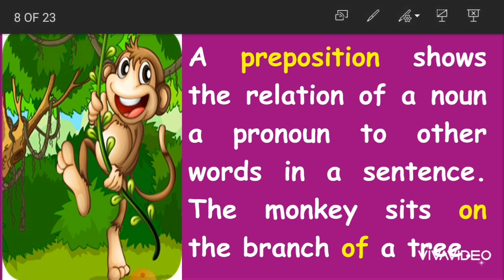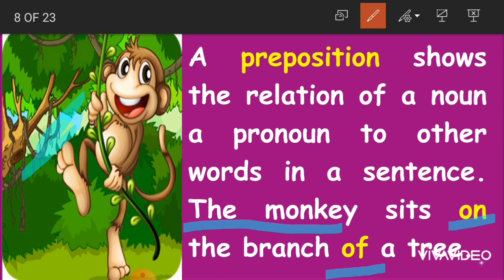So if you see here, we have on and of. As it is there in the definition, it is showing the relation of a noun and a pronoun. So who is a noun here? Monkey is the noun. It is showing the relation of this noun, like where it is sitting. It is sitting on the tree branch. So here it is on the branch of a tree. On the branch, it is sitting on the branch. Which branch is it? Of a tree. So that is why on, of, these two are the prepositions.